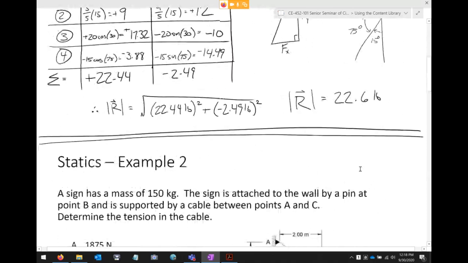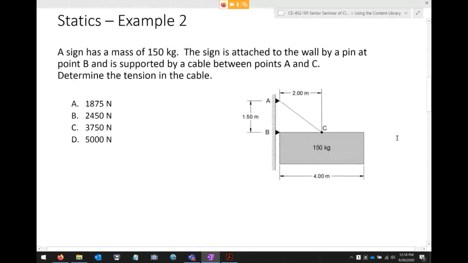Okay, let's chug on to our next example. This one's easy. Well, it's not easy or hard, the last problem was a lot longer than this one, so I'll take my time on this one a bit. A sign has a mass of 150 kilograms, and it's attached to the wall by a pin at point B, and then it's supported by a cable between points A and C, and we have to determine the tension in the cable.